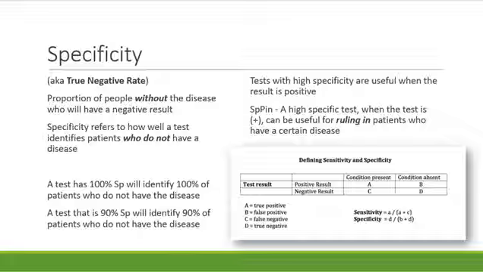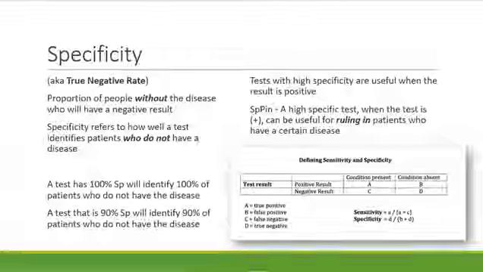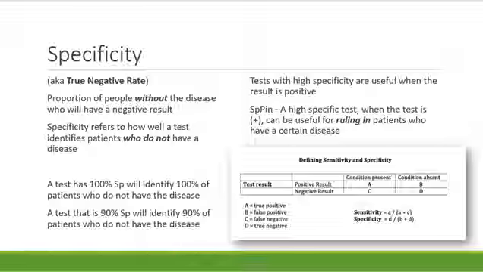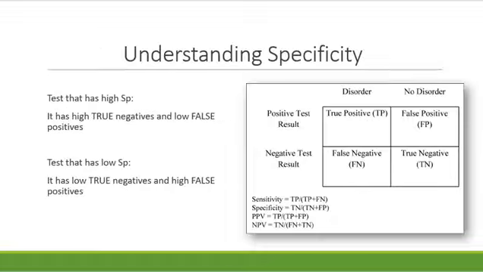Tests with high specificity are useful when the result is positive. So SpPin, a highly specific test, when the test is positive, can be useful for ruling in patients with a certain disease. High true negatives and low false positives are associated with a test that has high specificity. Vice versa, tests with low specificity have low true negatives and high false positives.